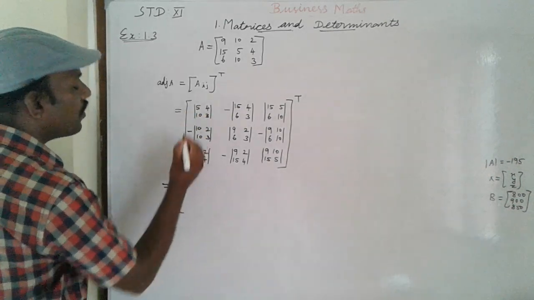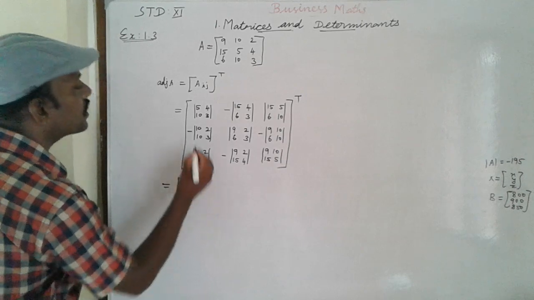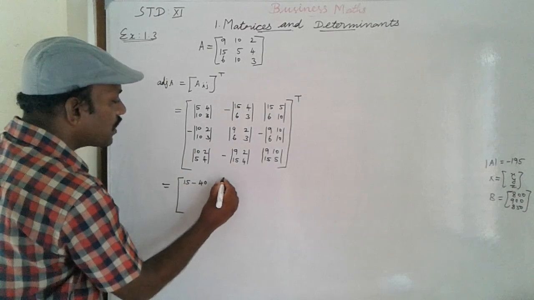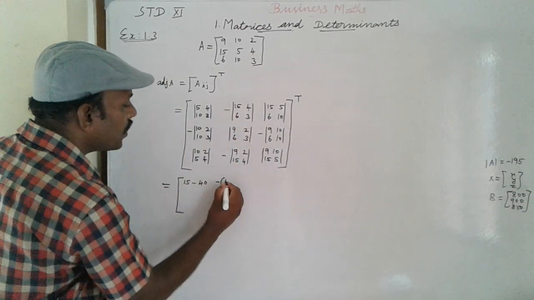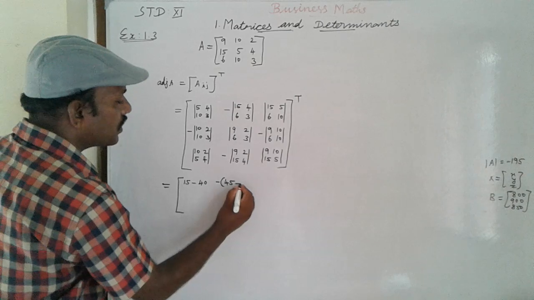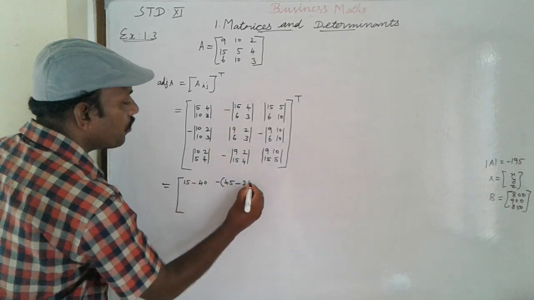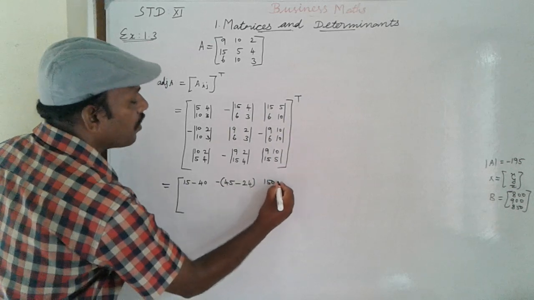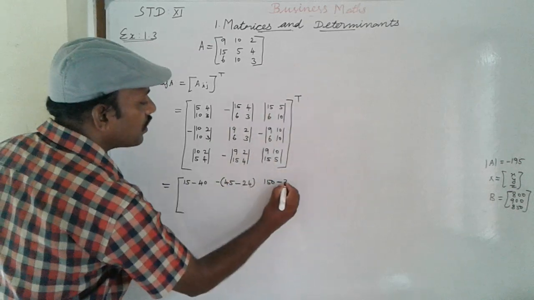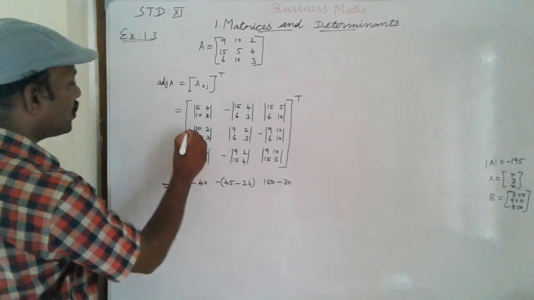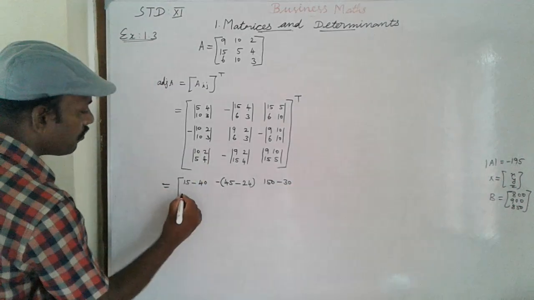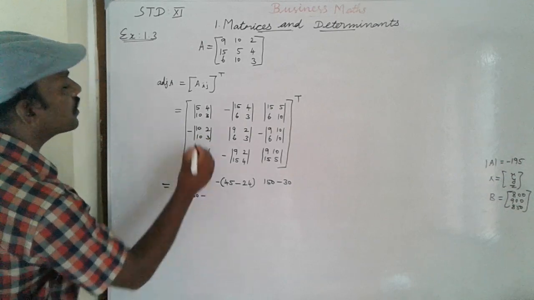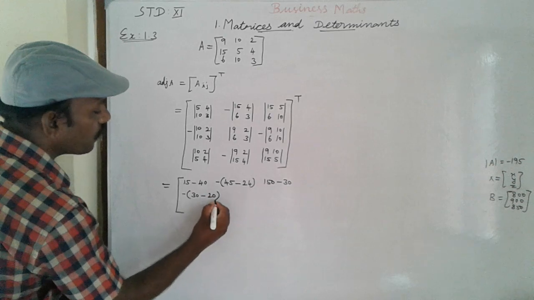5 3s are 15 minus 10 4s are 40. Next is a minus symbol. Minus of 15 into 3 is 45 minus 6 4s are 24. Next 15 into 10 is 150 minus 6 5s are 30. Next minus is a symbol. Minus of 10 into 3 is 30 minus 10 2s are 20.